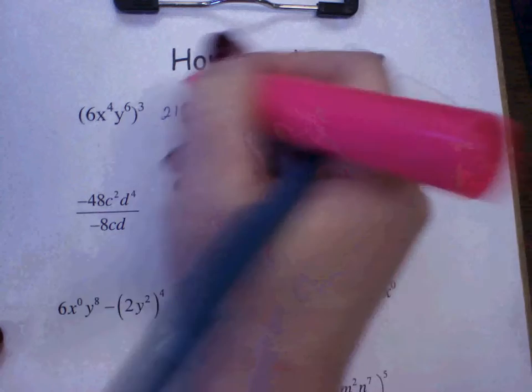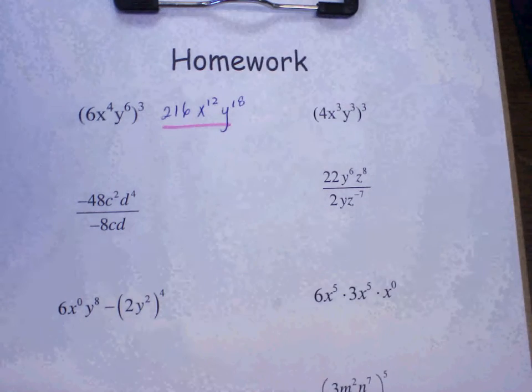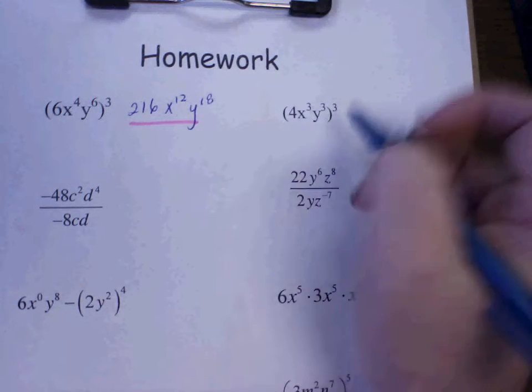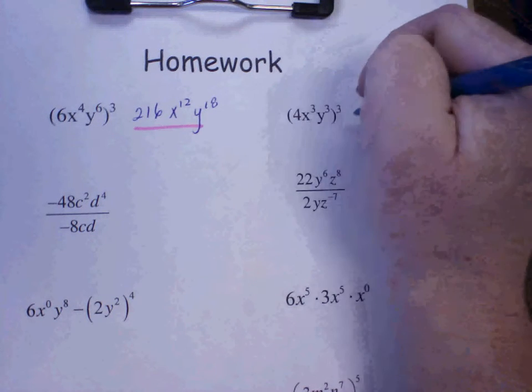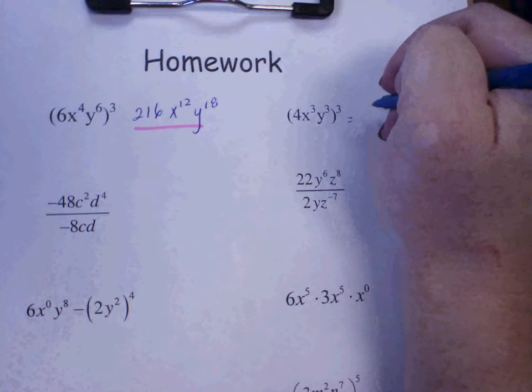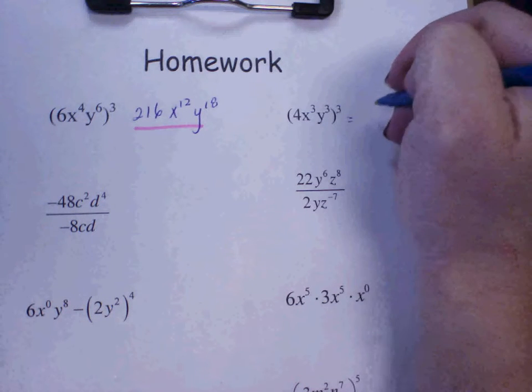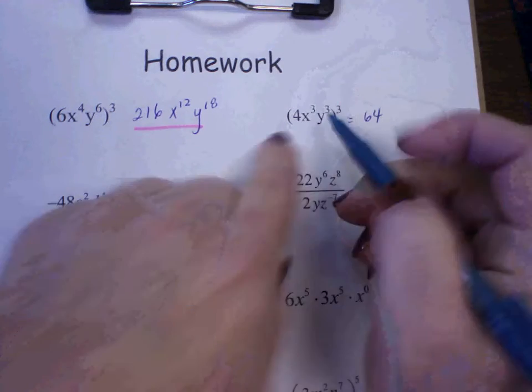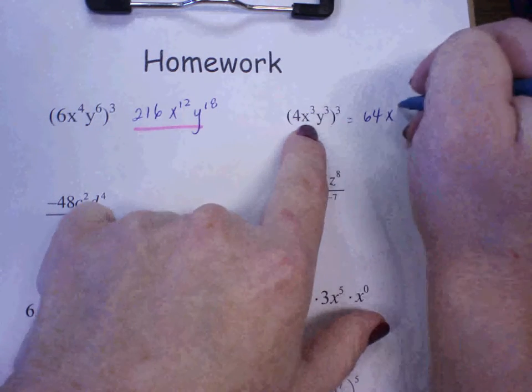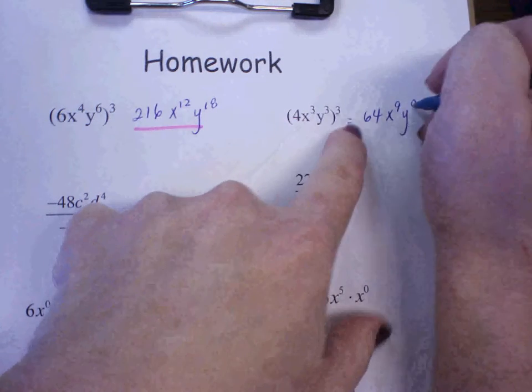All right, next one. Distribute the 3. 4 to the third power. How much? 64. Yes? All right. 3 times 3 and 3 times 3. And you're done.